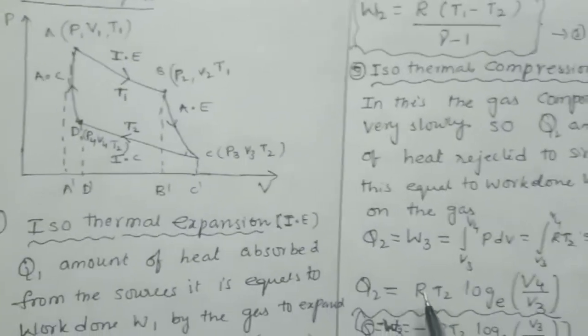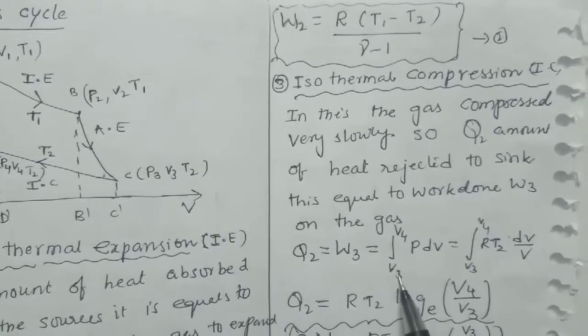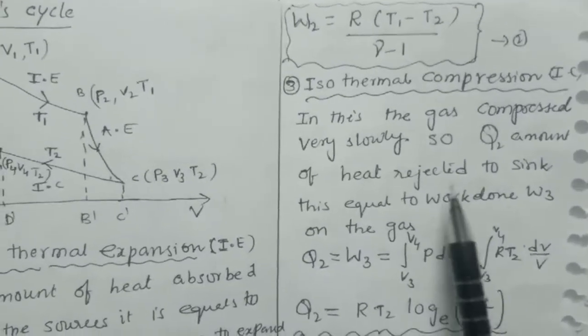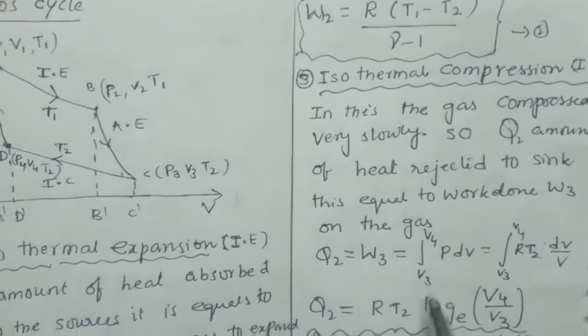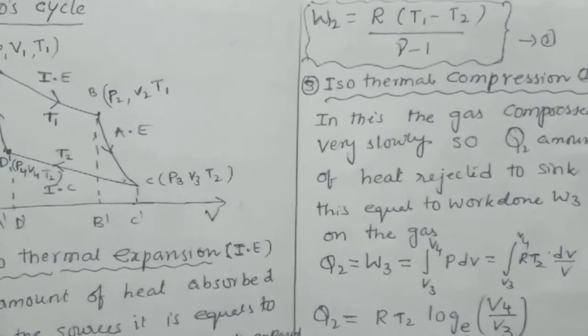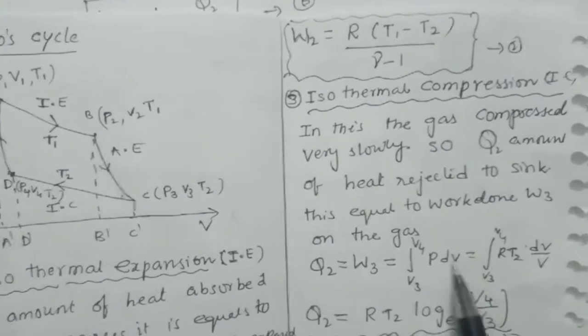That is nothing but Q2 is equal to W3, which gives rise to the integral from V3 to V4 of P dV. This is the isothermal expression. You always remember, in the isothermal expression we get RT log base e of V by V. That is, we are using V4, V3 and so on. After integration we are getting.